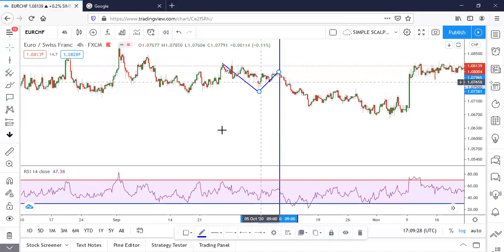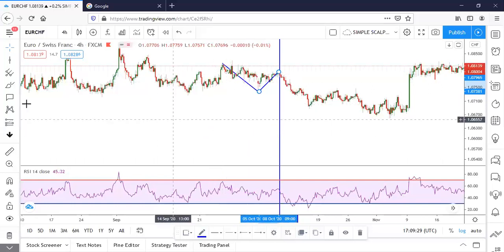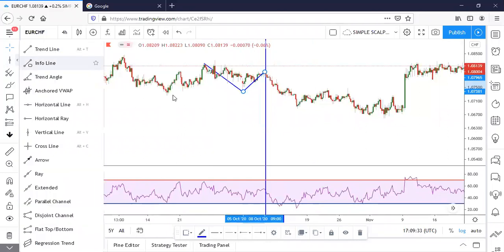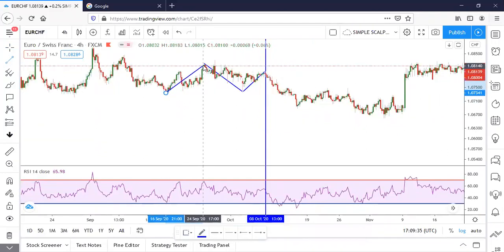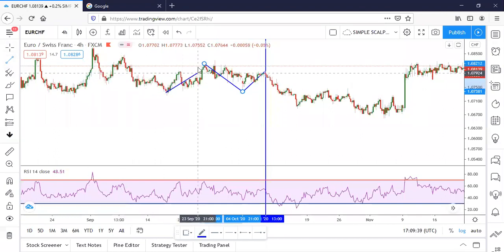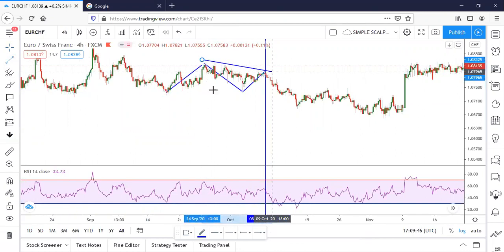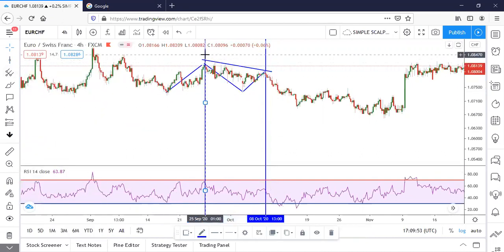Okay, now if you can spot this, you can see we have a minor move right here. Now you can see price is showing that it's coming down. Why divergence? Let me mark this area again.